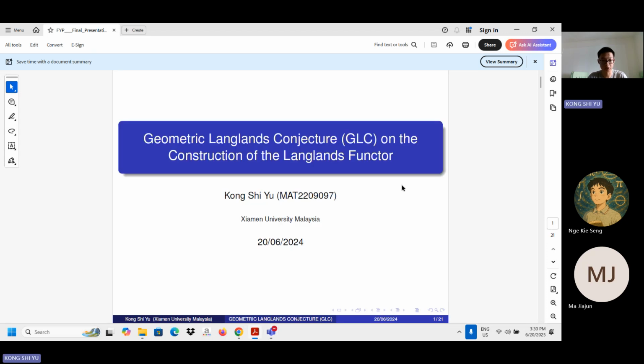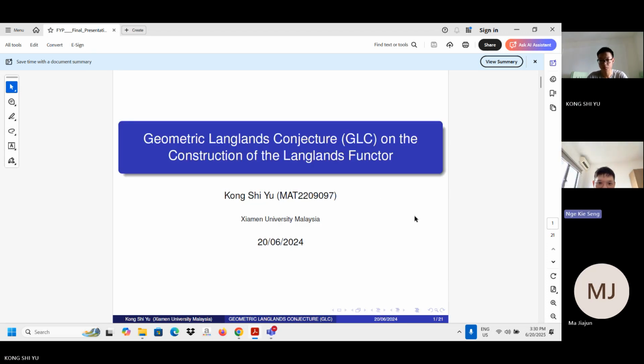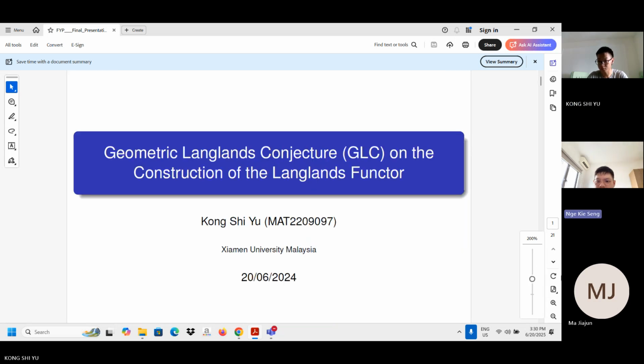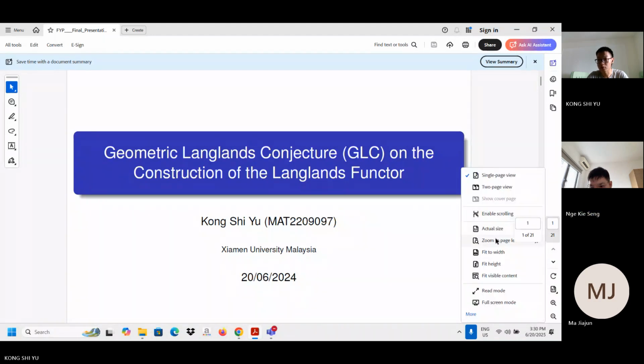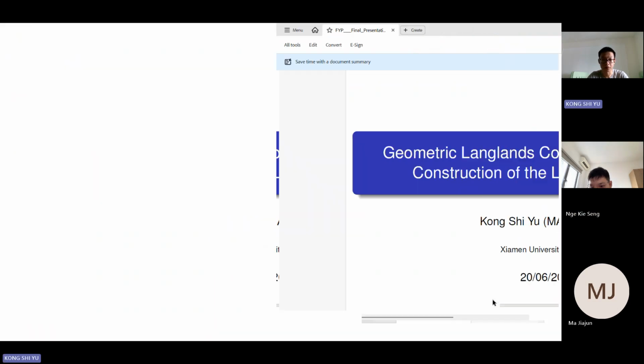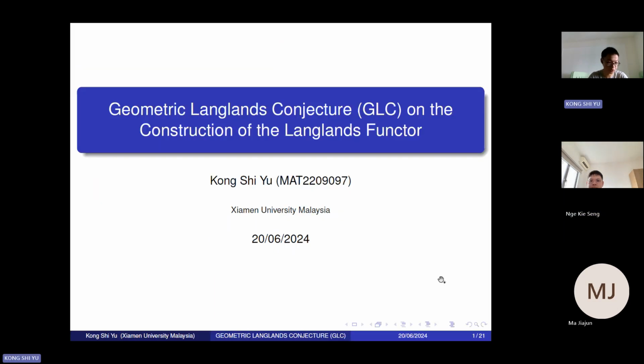Okay, could you guys see my screen? Yes. Okay, is it big enough? You want to go full screen or not? Let me check how to do full screen. How about, yeah, that one. Full screen mode. Okay. Okay, is it now full screen? Yeah. Okay, let's start.